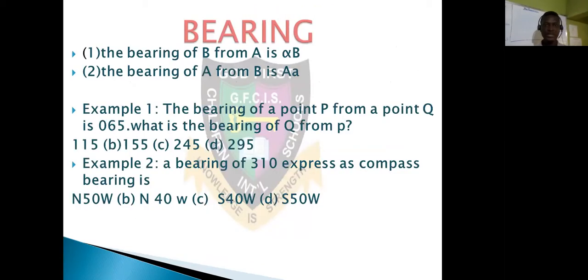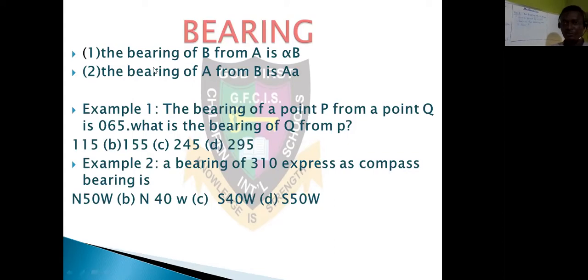Now, to get a better understanding, let's go through our examples. Example 1: the bearing of a point P from a point Q is 065 degrees. What is the bearing of Q from P?